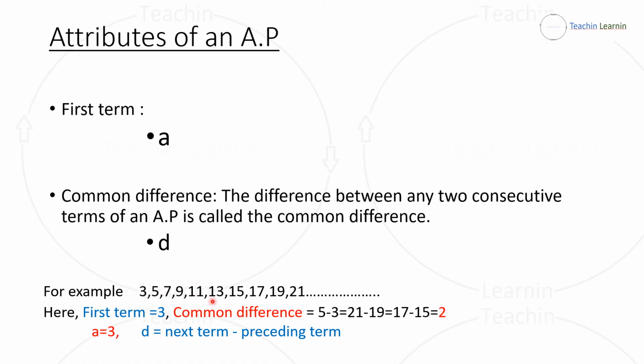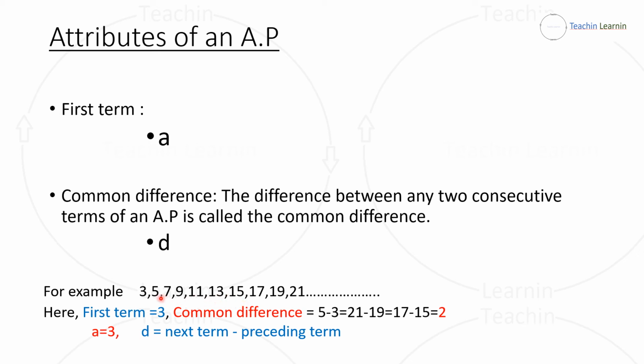3, 5, 7, 9, 11, 13, 15, 17, 19, 21 is a list of numbers, and it is an arithmetic progression. When you have a careful look at these numbers, you can detect that these are members of an arithmetic progression. So here the first term is 3, and for the common difference you can find the difference between any two consecutive terms.